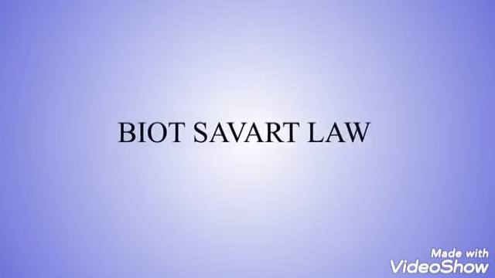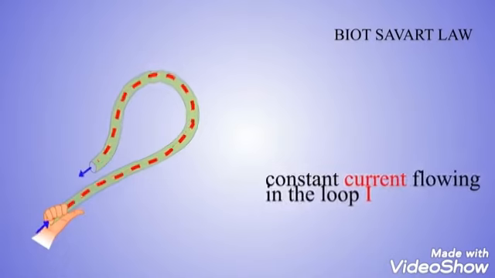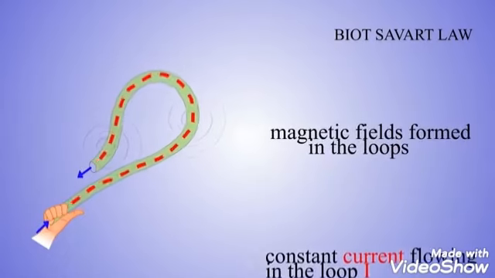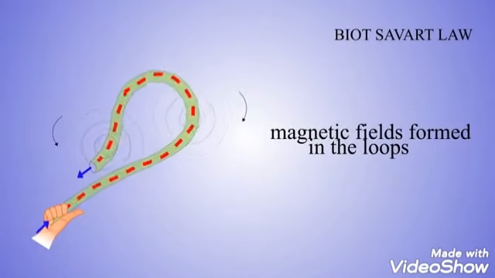Biot-Savart law. Biot and Savart did many experiments to find the magnetic field intensity at a point due to a current carrying conductor. Here you see a constant current is flowing in the loop and a magnetic field is formed in the loop.